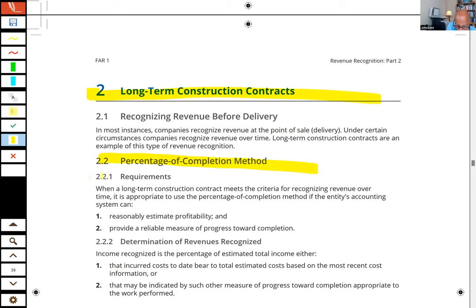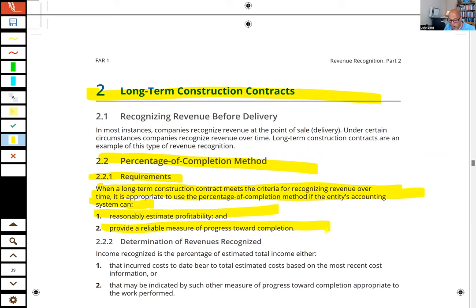Revenue is going to be recognized over time, okay, under percentage of completion, and we're going to use the input method. So when a long-term construction contract meets the criteria for the recognition of revenue over time, meaning we have a reliable estimate, it is appropriate to use the percentage of completion method if the entity can reasonably estimate profitability and provide a reliable measure of progress towards completion. If they don't meet that criteria, use the completed contract method. That's the rule under US GAAP.